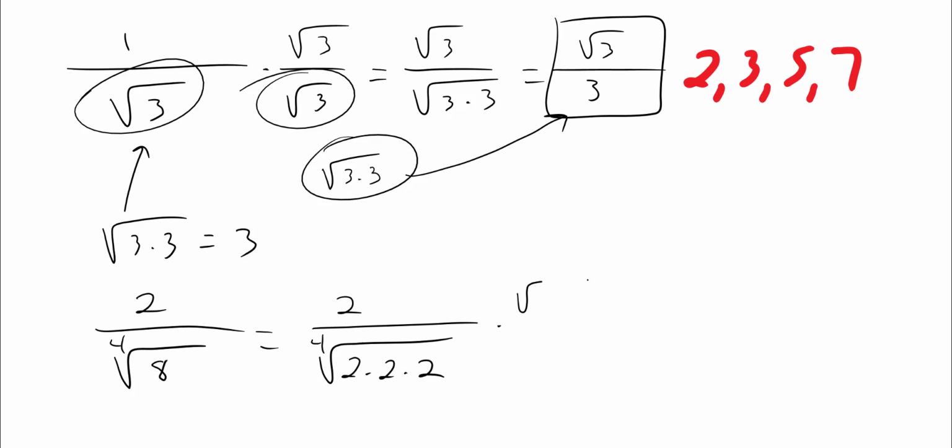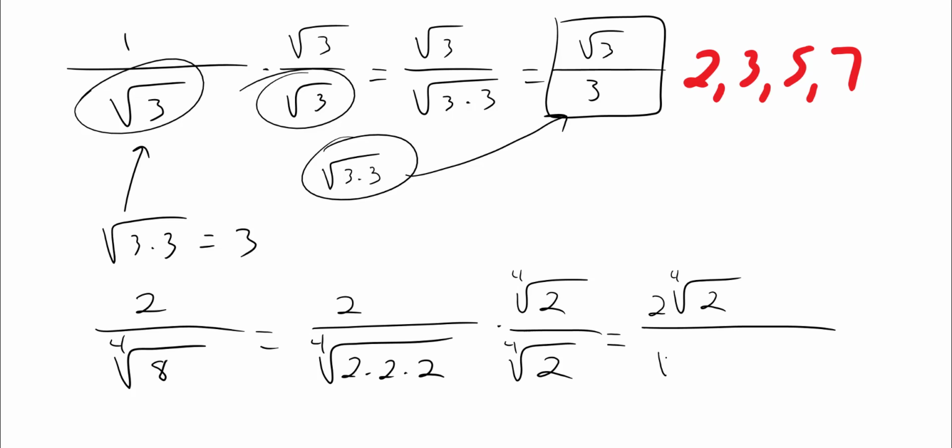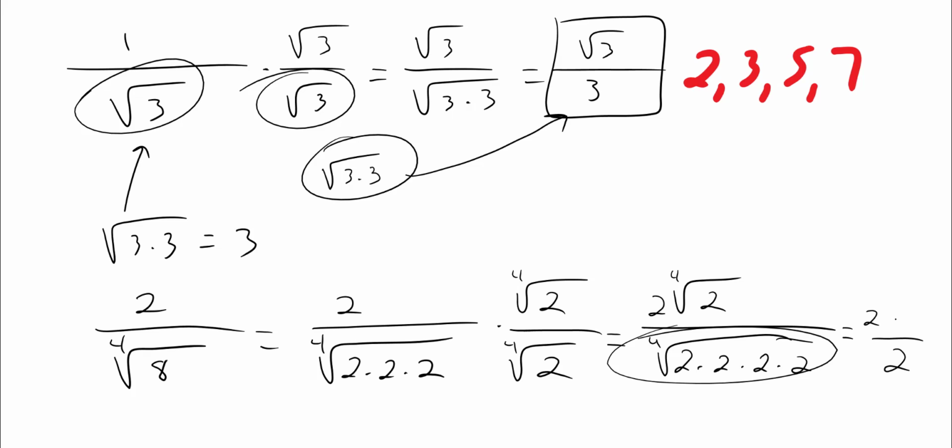So I'm going to multiply the top and the bottom by the 4th root of 2 and the 4th root of 2, because that's going to give me 4 of these in the bottom. So it's 2 times the 4th root of 2. And the bottom is going to give me the 4th root of 2 times 2 times 2 times 2. And remember, that's just going to give me 2. And the top is going to be 2 times the 4th root of 2.